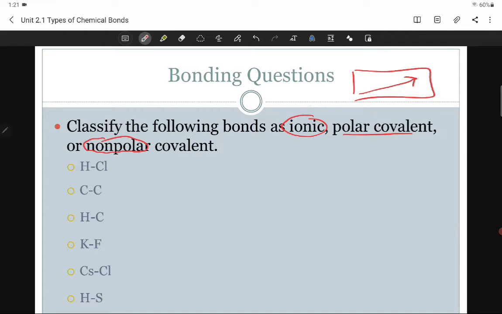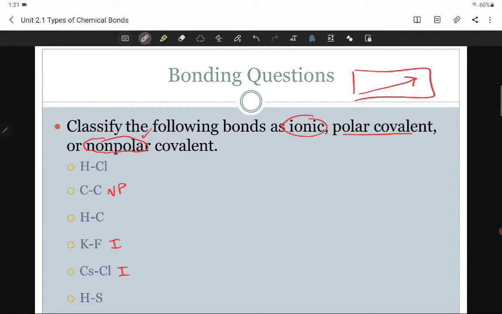So let's look at ionic first. So are there any metals and non-metals? I'm just going to use I as ionic. So there are two metals here, potassium and cesium, combined with two nonmetals, fluorine and chlorine. So those are going to be ionic. I said the only true nonpolar is going to be if it's bonded to itself. Carbon and carbon, so nonpolar, we'll just go NP.